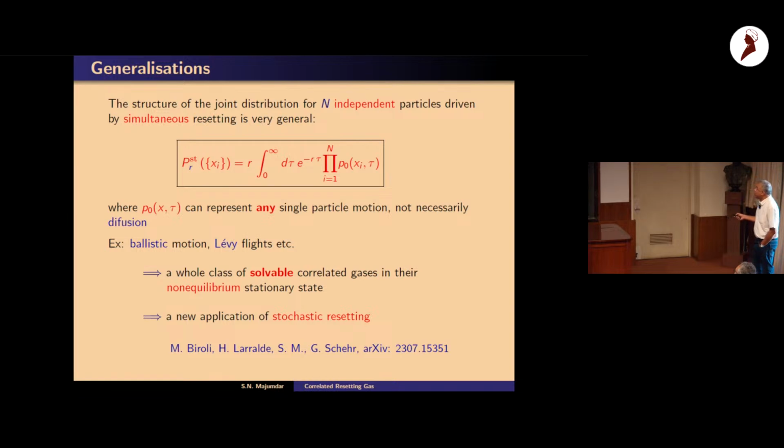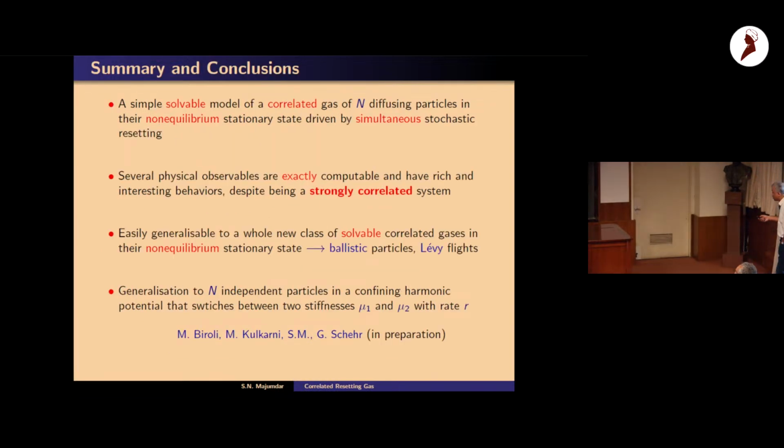Let me just summarize then. Basically, I talked about a very simple mechanism via stochastic resetting to generate a strongly correlated, non-trivial, non-equilibrium stationary state. Yet it is solvable for all the observables, which are not always easy to compute with strong correlations.